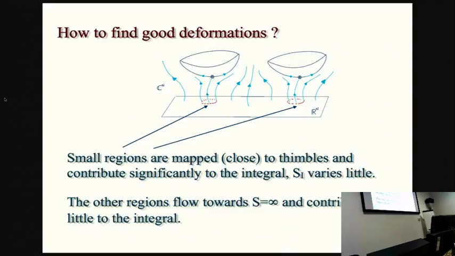Now, if there's more than one thimble, there's going to be another region here that if I flow enough, is going to get very close to that thimble. Now, look at the action, not evaluated at the real plane, but the action evaluated at its image by the flow.